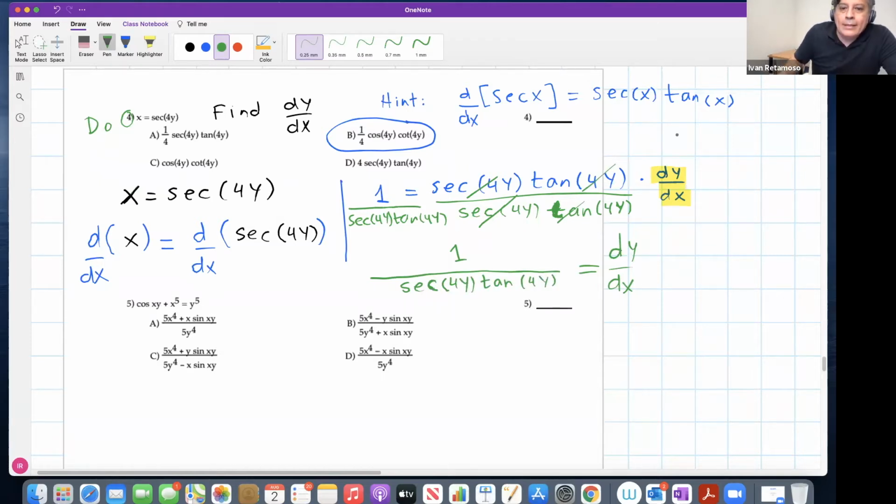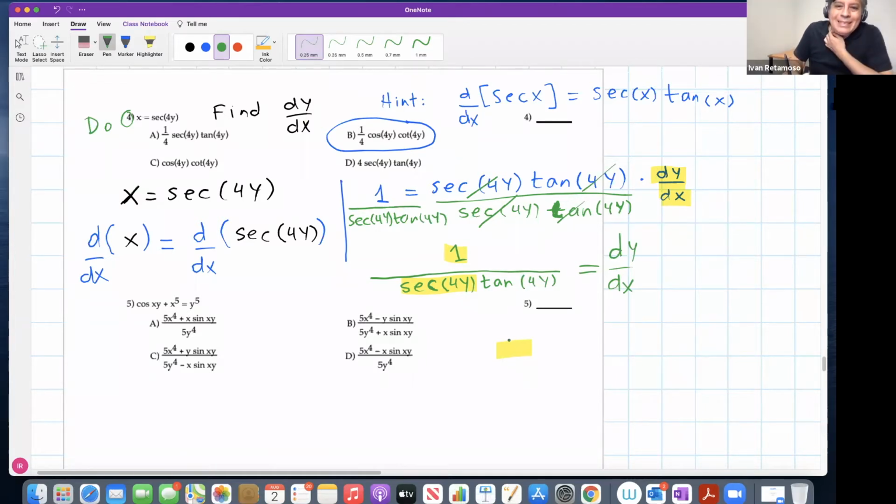Agree? But now, what is this? Well, 1 over secant. What is 1 over secant in trigonometry? Remember, 1 over secant. Cosine, Adriana. Thank you, Adriana. You made my day. Cosine, right?